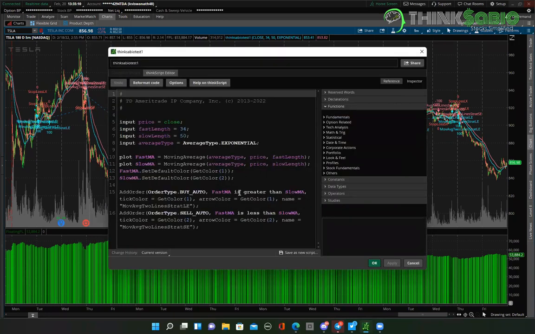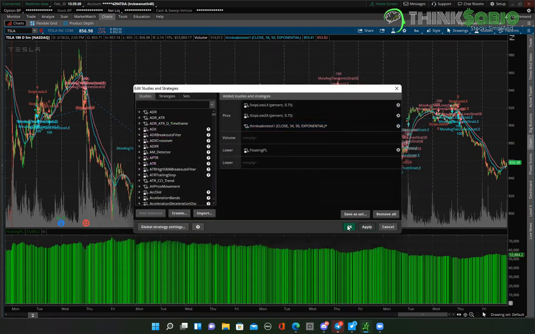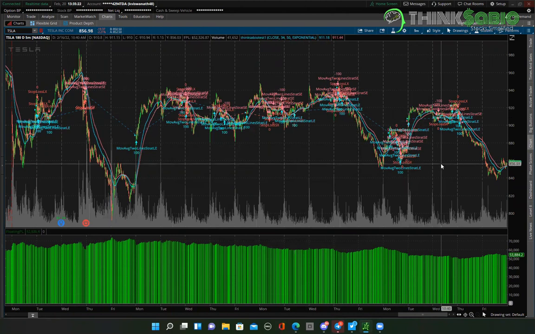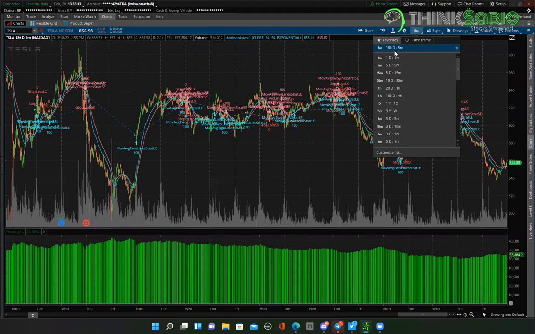So 34 over 50, right? When 34 is greater than 50, no matter what time frame it is, you just buy it. You just buy 100 stocks. See, it made a huge difference. I think it went from about 30,000 to 50,000 in the last 180 days on a 5-minute candlestick.